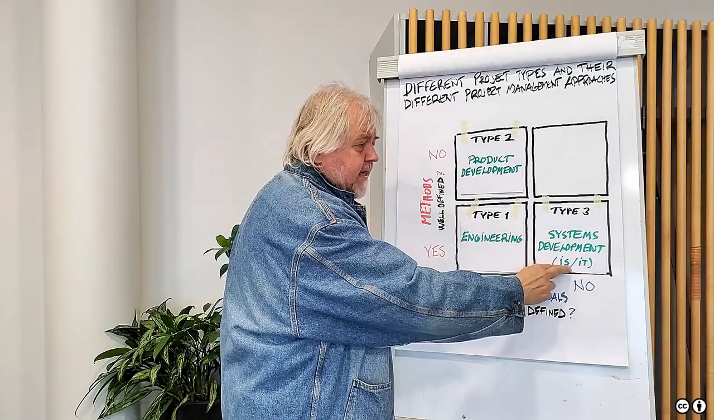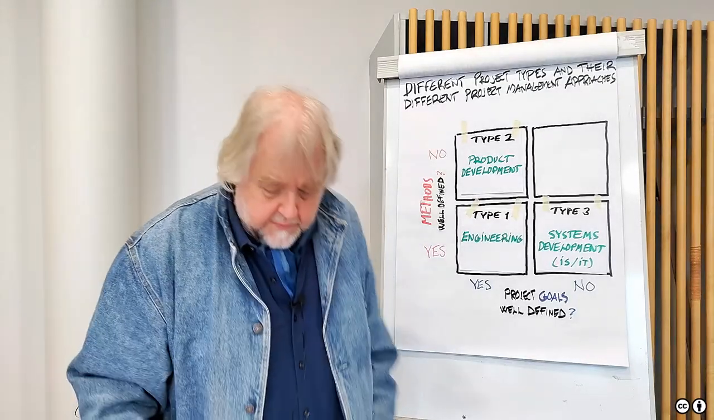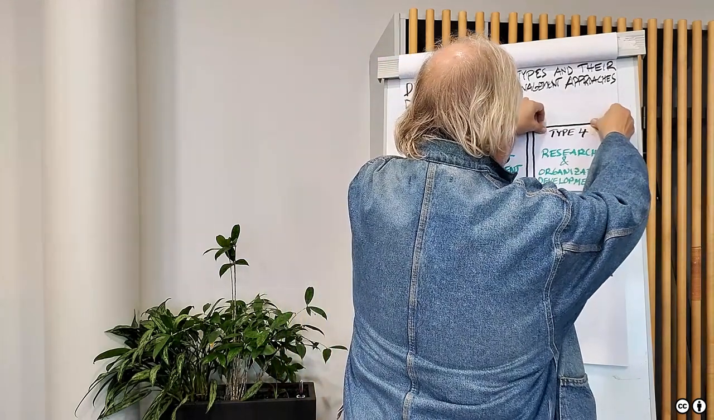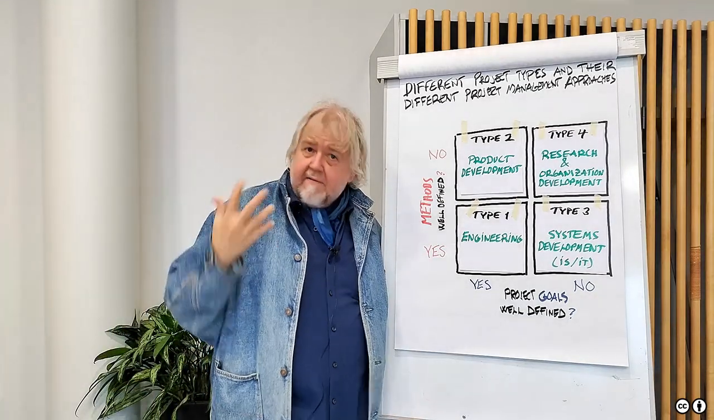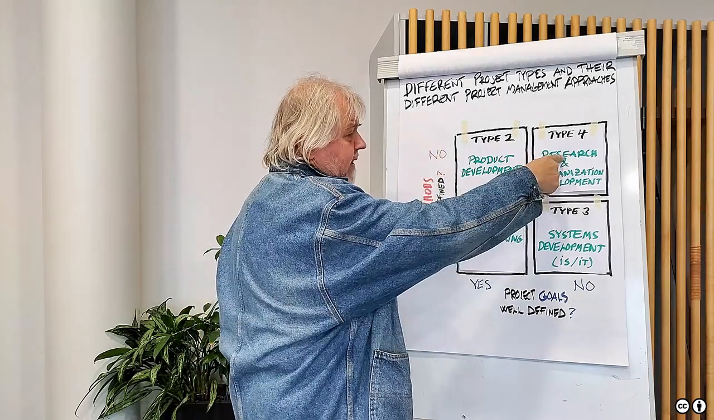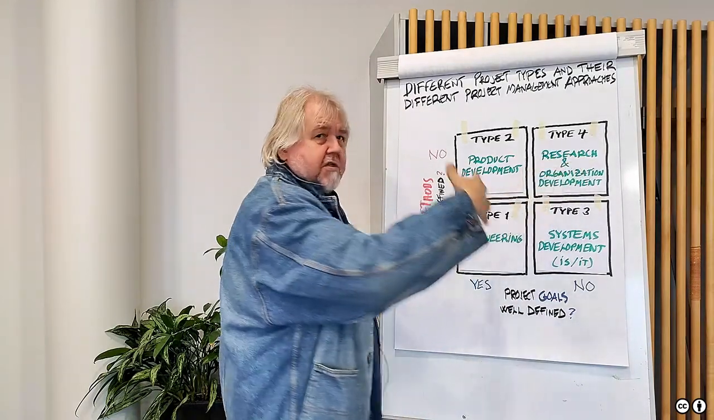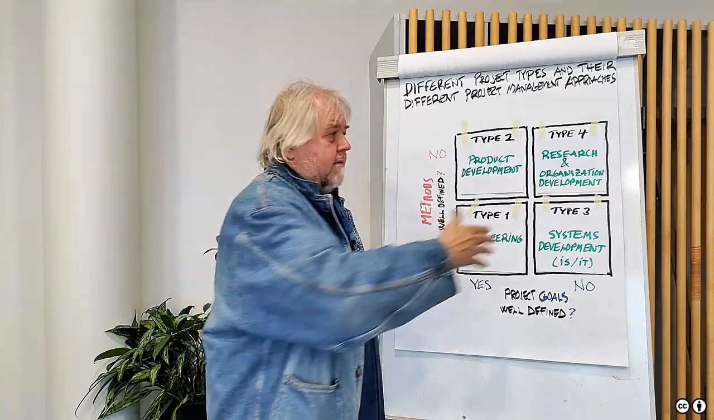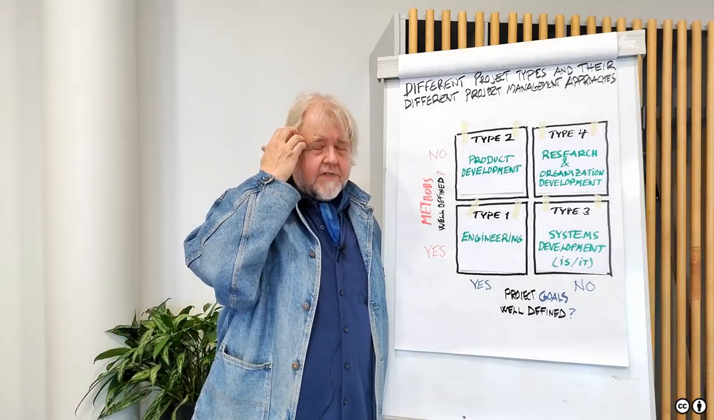Okay, then type three, we have here systems development projects, and when he says systems development, he means information systems or IT. And then there is this fourth area, type four projects, which is research or organizational development. Methods, not well defined. Goals, not well defined. Research just might bring some surprising outcomes, as well as organizational development when we are renewing our organizational practices, for example. Okay.